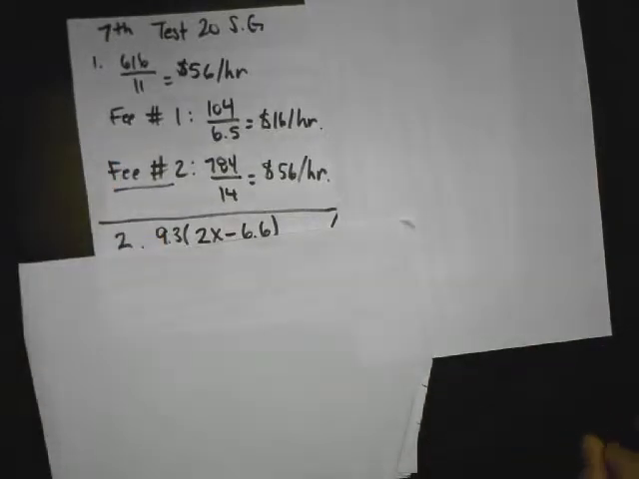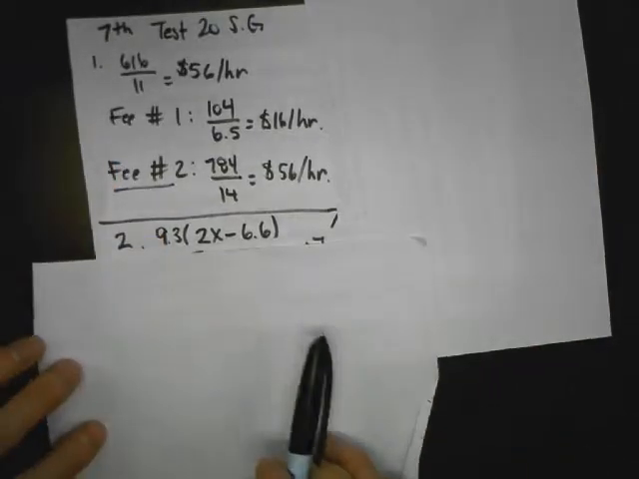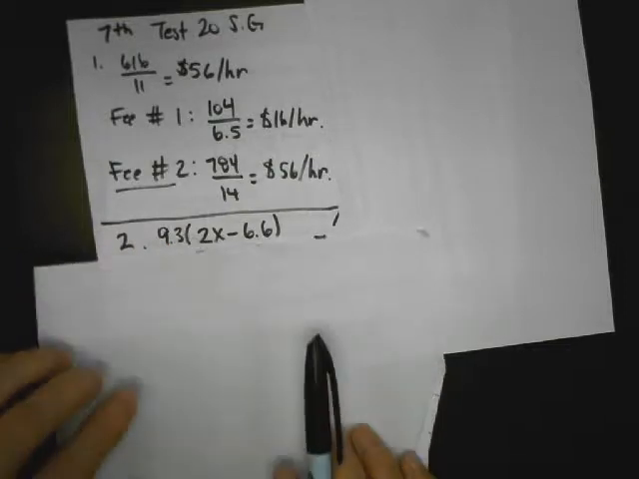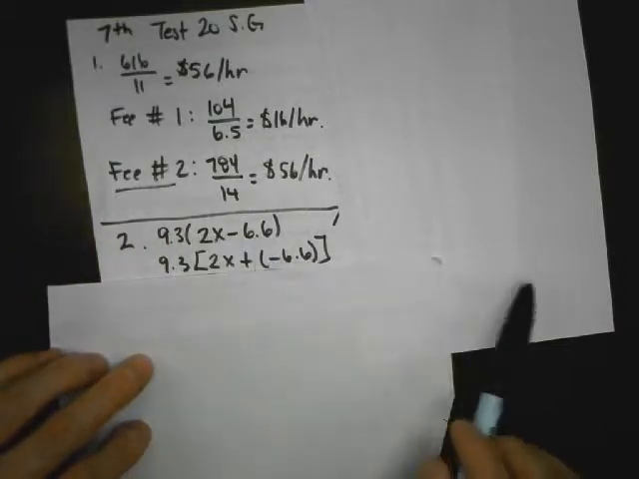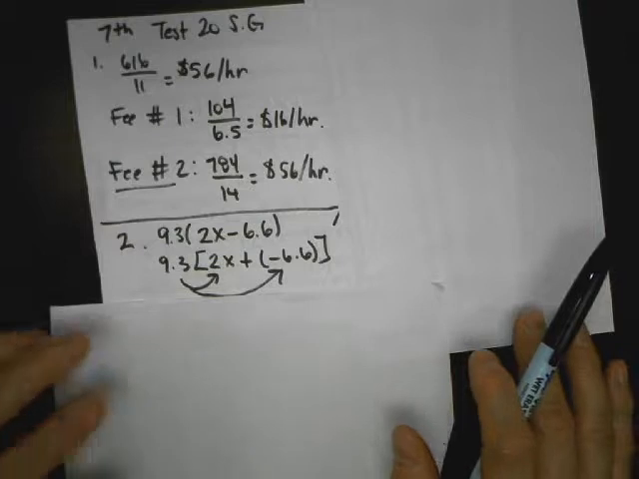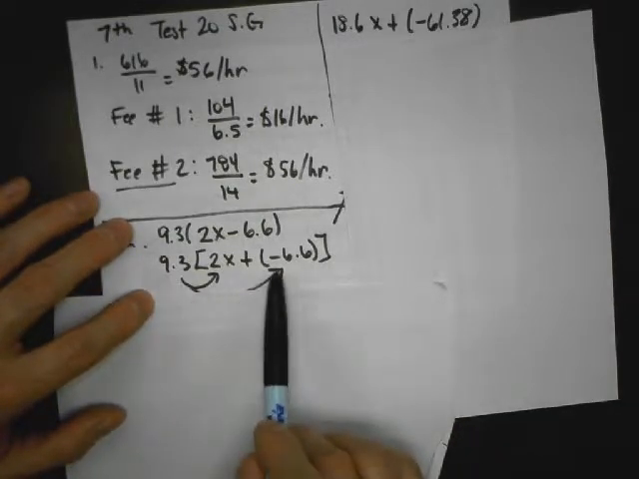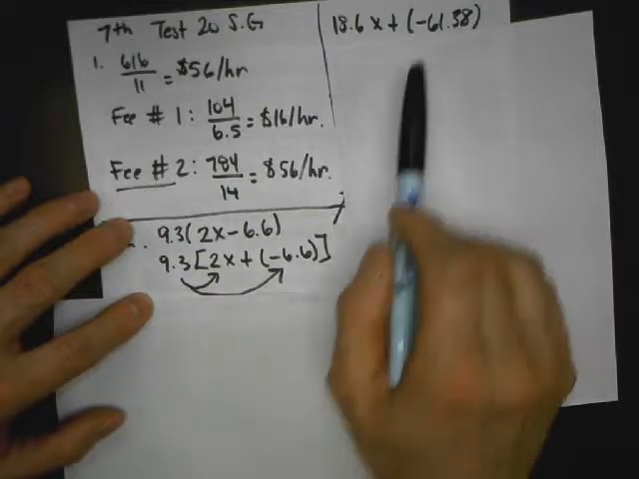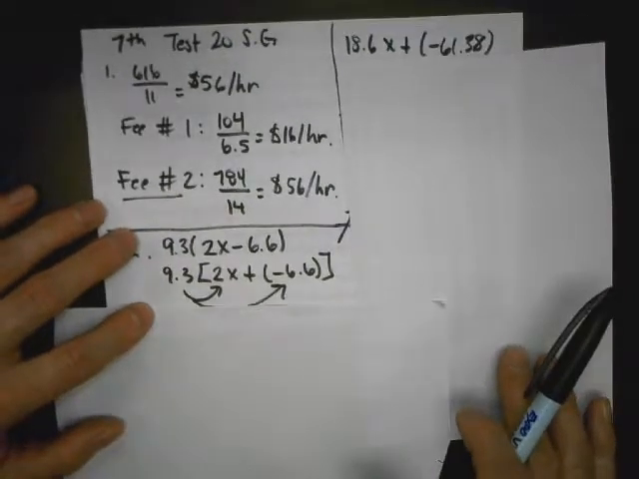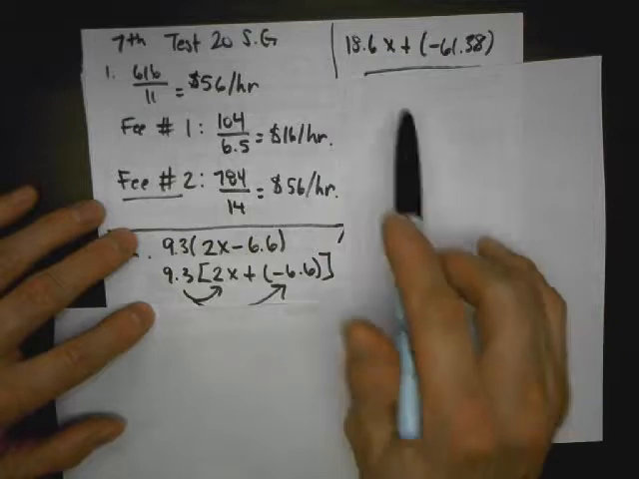Problem number 2, we have to enter the value for C, but what we do is we take the second expression first and we distribute. I can do my rule for subtraction first. Distribute 9.3 times 2x is 18.6x. 9.3 times negative 6.6 is negative 61 and 38/100ths.